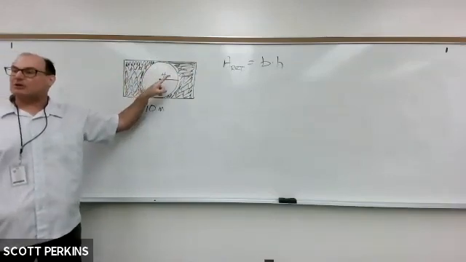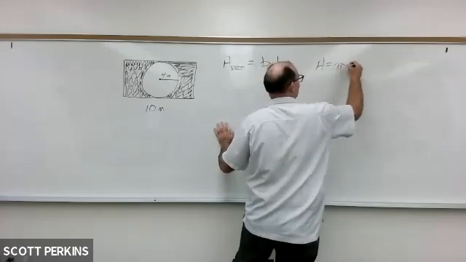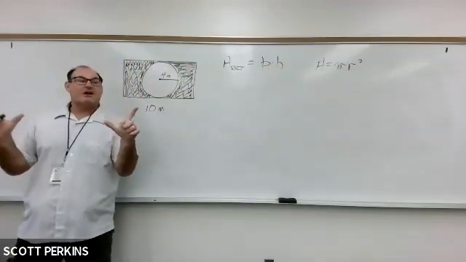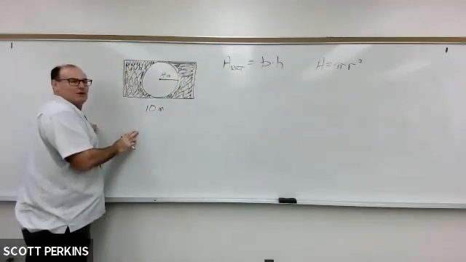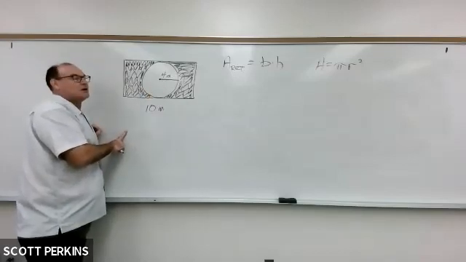Can I find the area of a circle? Yes, it is pi r squared. Okay, so yes, we can. Here's my question to you. If I want to know the shaded region, what am I going to do with those two areas that I know how to find? Subtract them.